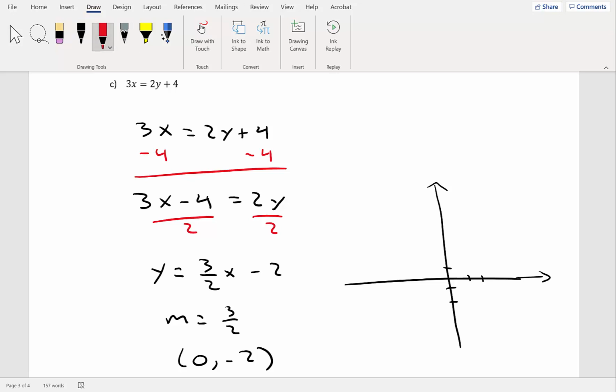Okay. So start off with the y-intercept, which is 0, negative 2, which is this point. And now our slope is telling us to go, so we have rise over run, it's telling us to go up 3, and then to the right 2, which has put us over here. And now you could go ahead and connect them with each other, and we have the graph of this equation.